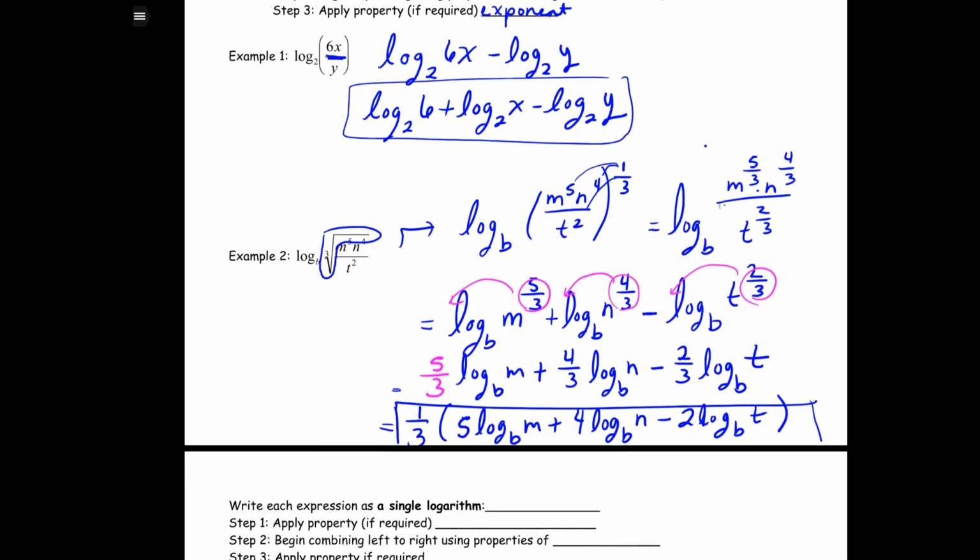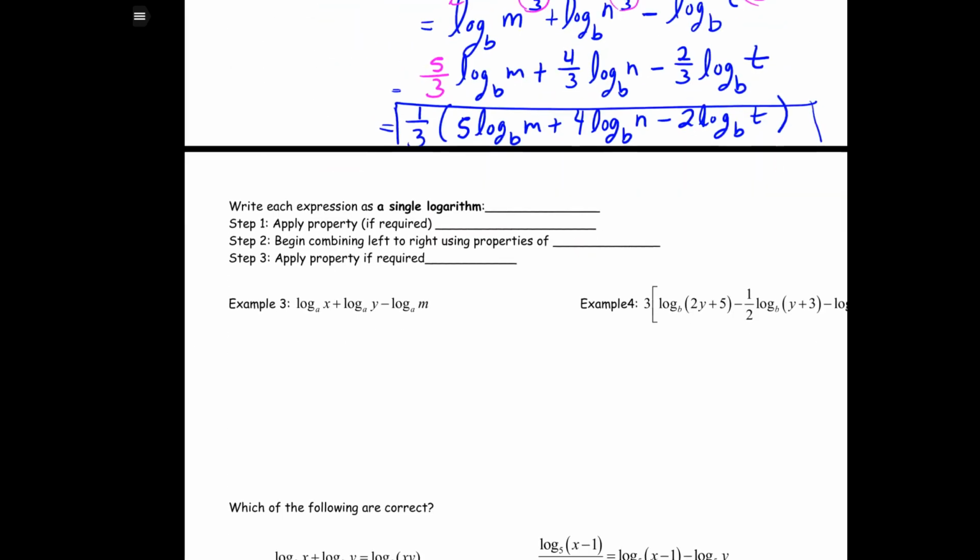All right, let's flip it to the back side then. When you're writing each expression as a single logarithm, sometimes you'll see the directions say combine or condense. You are going to take all the logs and condense them into one single logarithm. The nice thing is the steps remain the same. You're just kind of going backwards. So you're going to apply the exponent property if necessary first. Then the properties using addition and subtraction. And then the exponent again at the end if necessary.